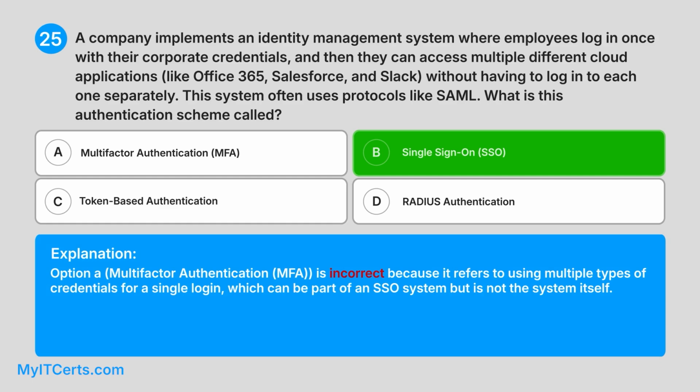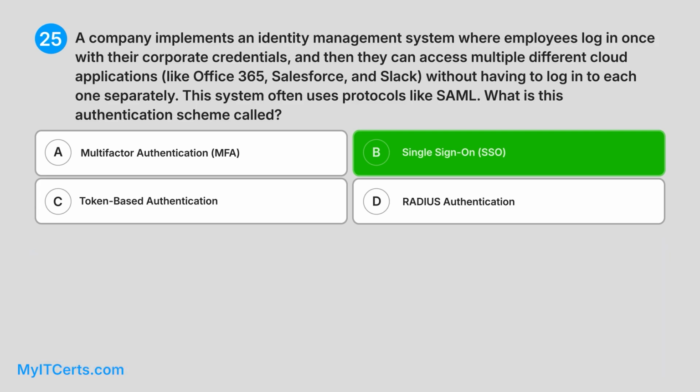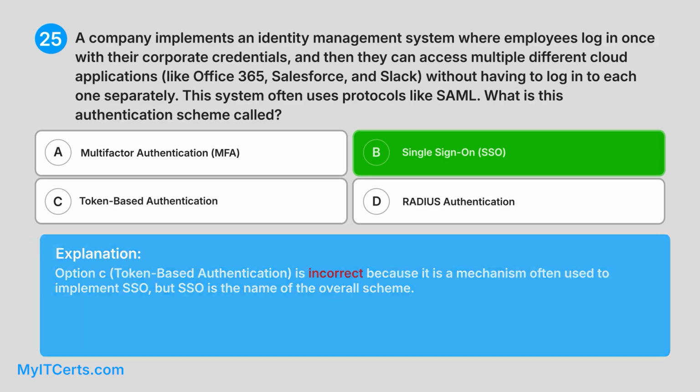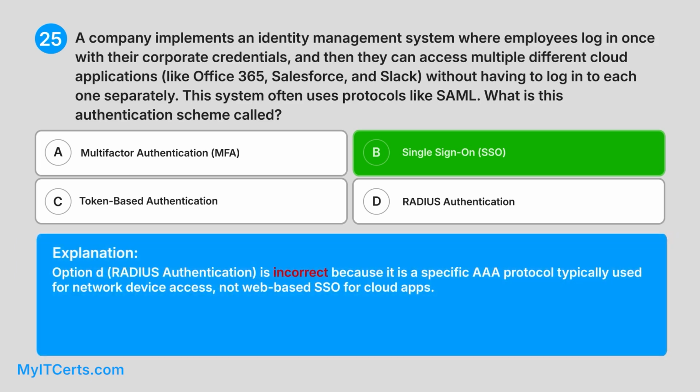Option A, multi-factor authentication, MFA, is incorrect because it refers to using multiple types of credentials for a single login, which can be part of an SSO system but is not the system itself. Option C, token-based authentication, is incorrect because it is a mechanism often used to implement SSO, but SSO is the name of the overall scheme. Option D, RADIUS authentication, is incorrect because it is a specific AAA protocol, typically used for network device access, not web-based SSO for cloud apps.